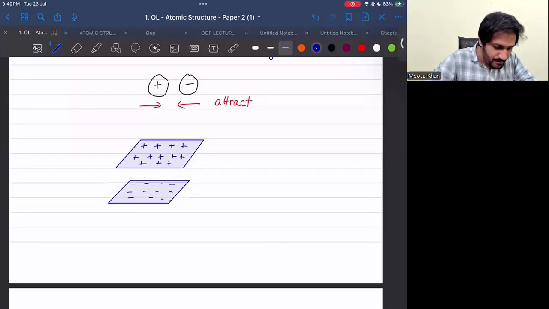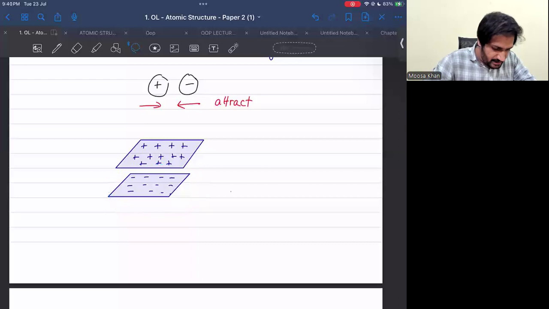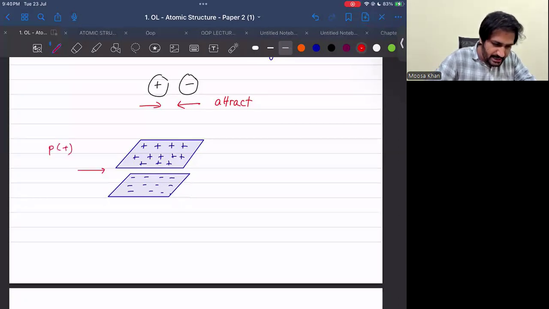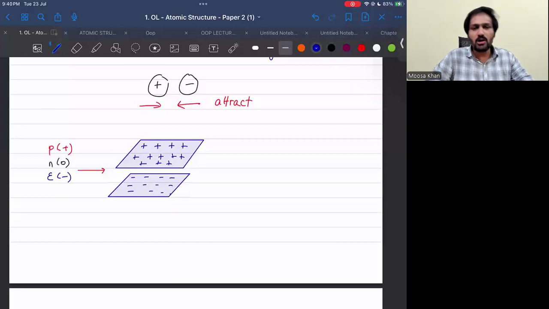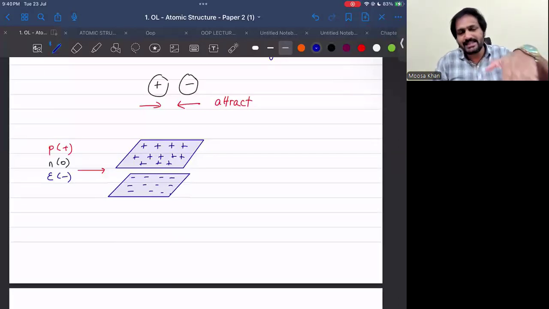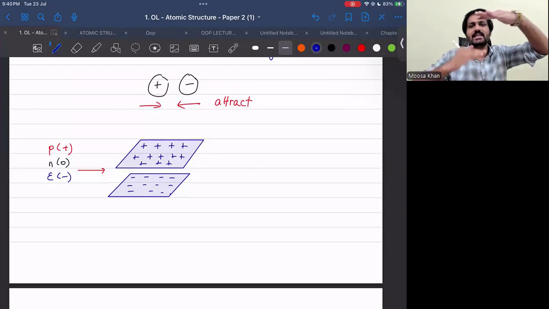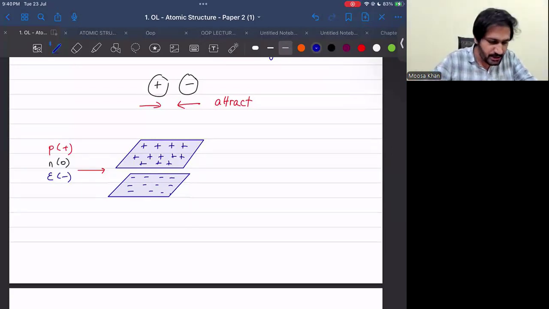And if we pass a beam of particles in between these two plates, a beam of particles that contains protons, which are positively charged, it contains neutrons, which are neutral, and it contains electrons, which are negatively charged. All of these particles are running in between these plates. One is positively charged, the other one is negatively charged. So what do you think? The protons being positively charged, when they pass through this plate, the positively charged protons, they will be attracted towards the negatively charged plate.